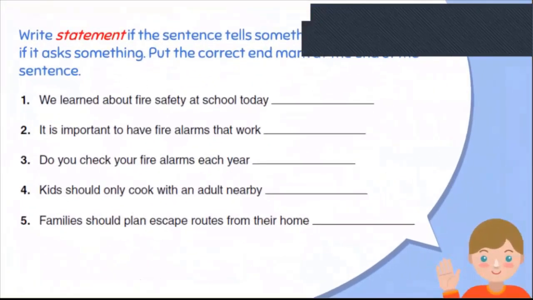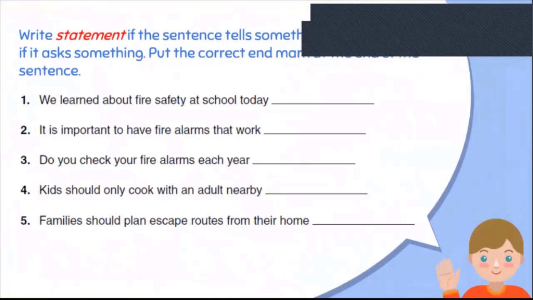Write a statement if the sentence tells something, and write question if it asks something. Put the correct end mark at the end of each sentence. Let's start with the first one. We learned about fire safety at school today.